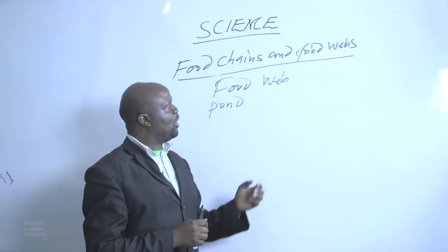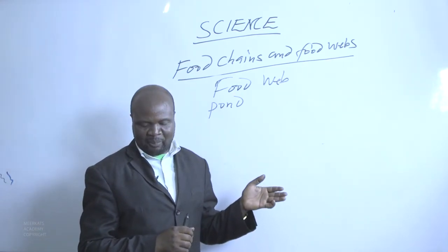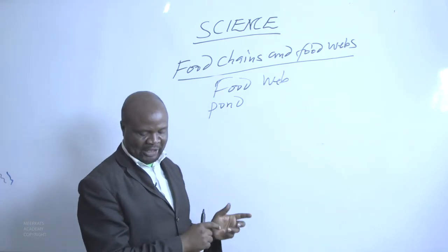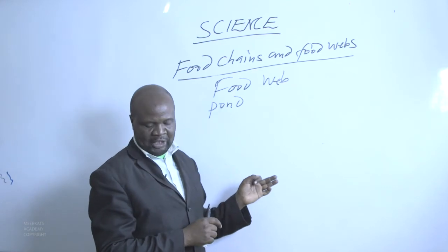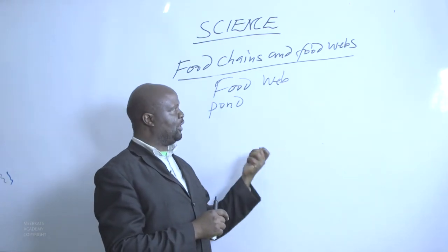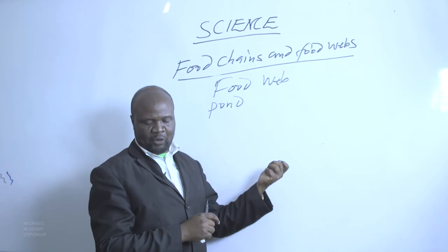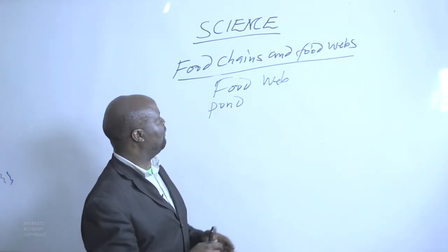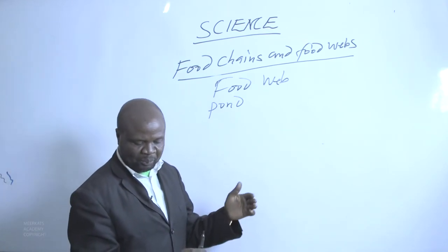What we are saying is, for instance, in a pond, we can have a pondweed that is being eaten by small fish. Then from small fish, you have birds that will feed on the small fish. And then from the bird, we can have the decomposers. That can be one example of a food chain.